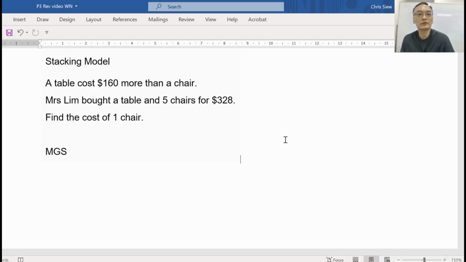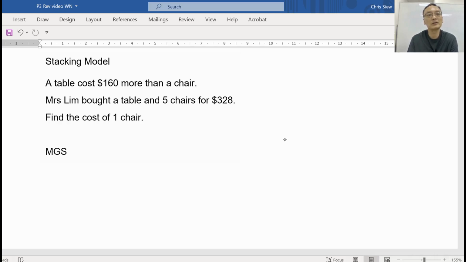In this question, we're going to talk about stacking model. Stacking model means instead of drawing the model horizontally, like in a part-whole model, we're going to draw it vertically, right? So let me read the question and later I'll show you how we draw vertical models.